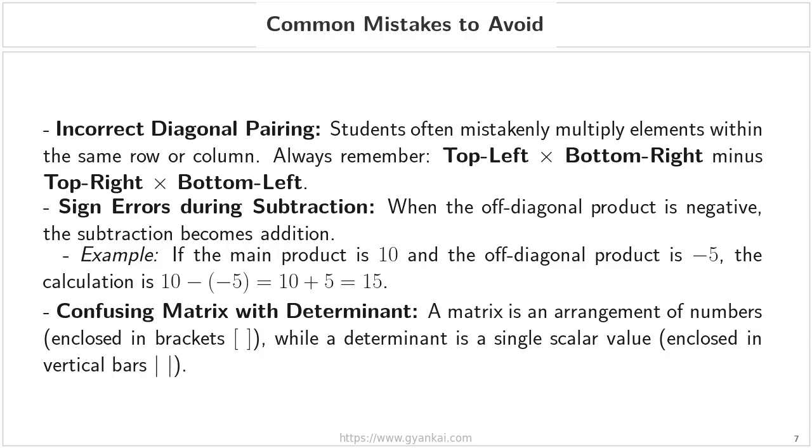Finally, do not confuse the matrix itself with the determinant. A matrix is simply the rectangular arrangement of numbers, which we write enclosed in square brackets. However, the determinant is the single scalar value we are calculating, and we denote it using vertical bars. Keeping this distinction clear in your notation will help you stay organized as we move on to more complex topics.